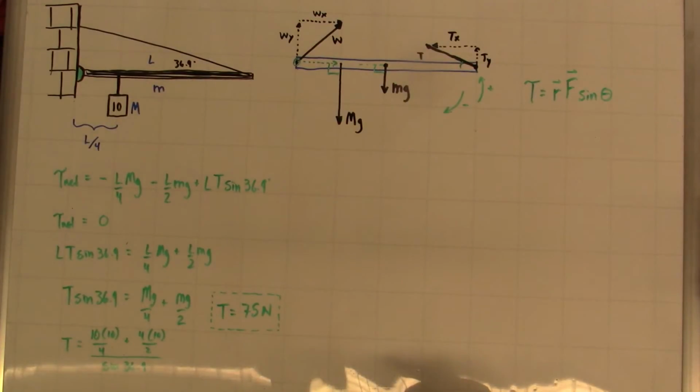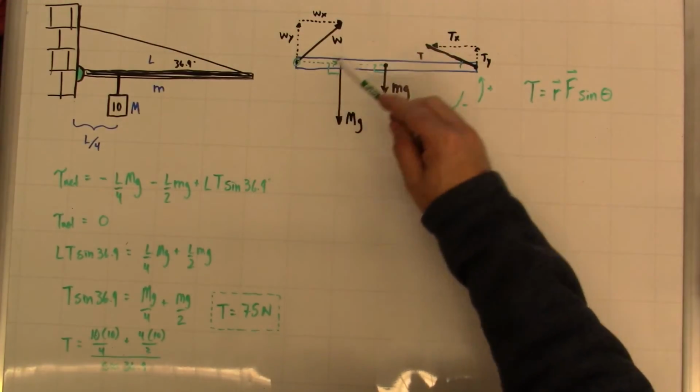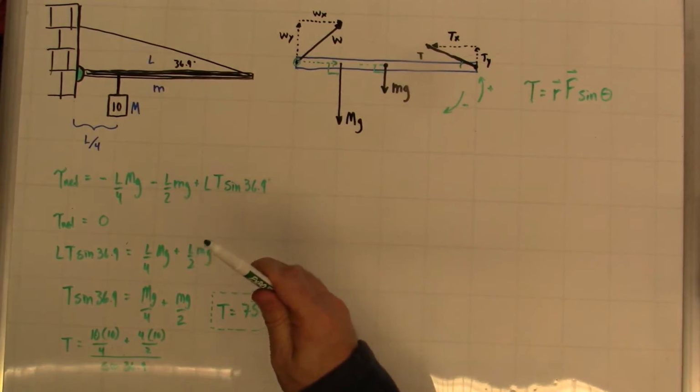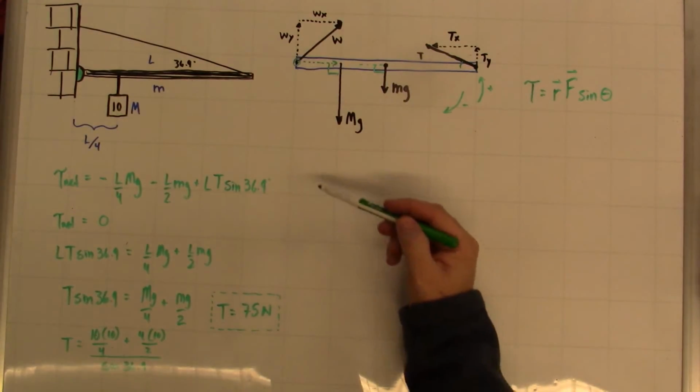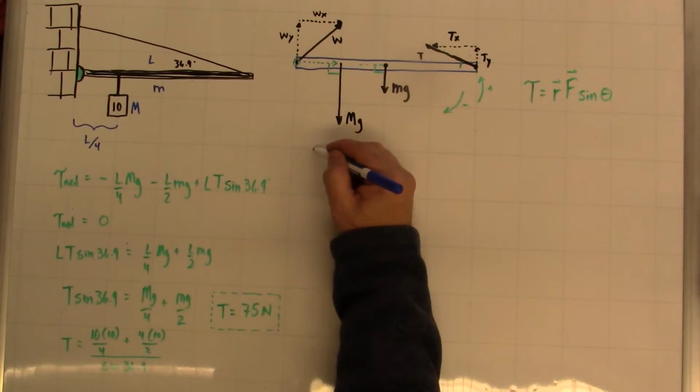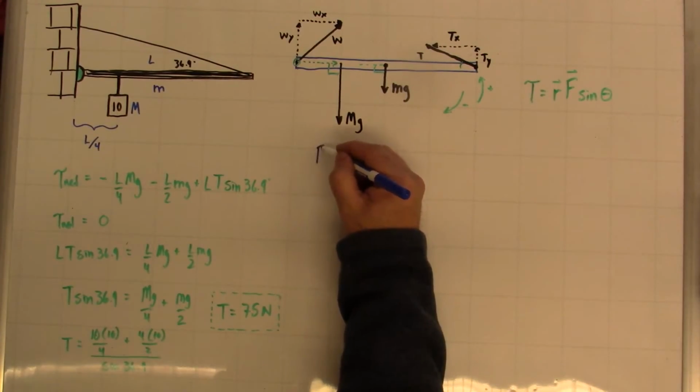So once you have the fact that T is equal to 75 newtons, you can start to analyze the rest of the problem, because the next question asks, can we calculate the force exerted by the wall? If I want to calculate the force exerted by the wall, I think I'm going to need to use some net force statements in the horizontal and vertical direction. So let's start with the horizontal direction because it's a little easier.